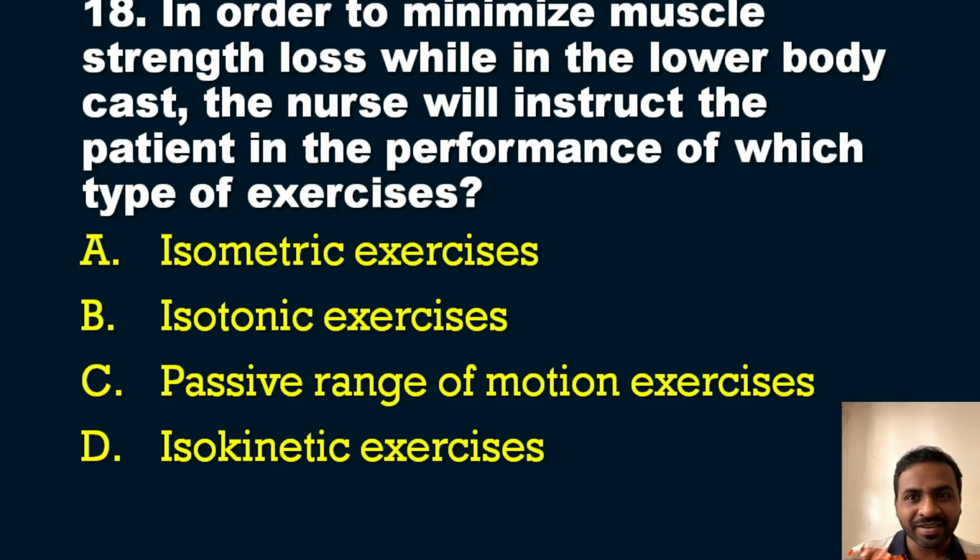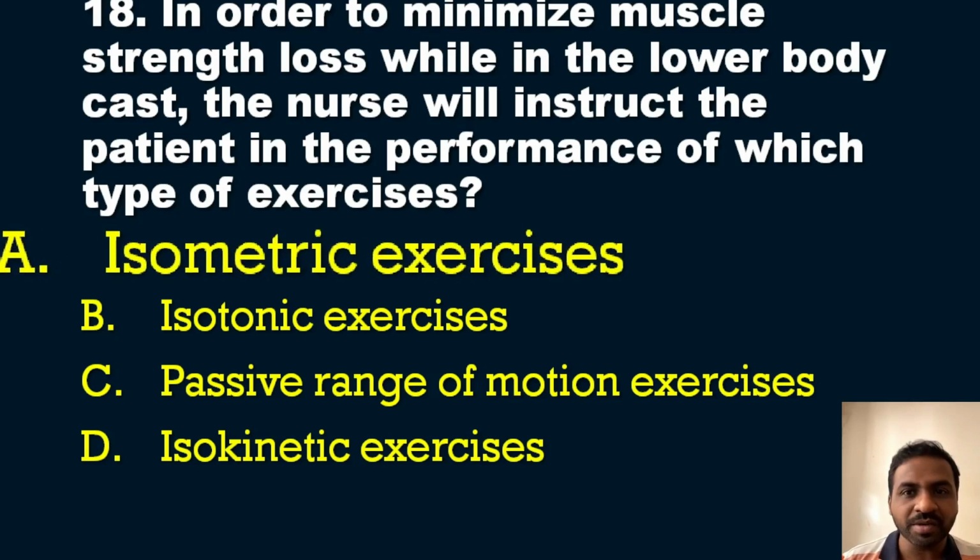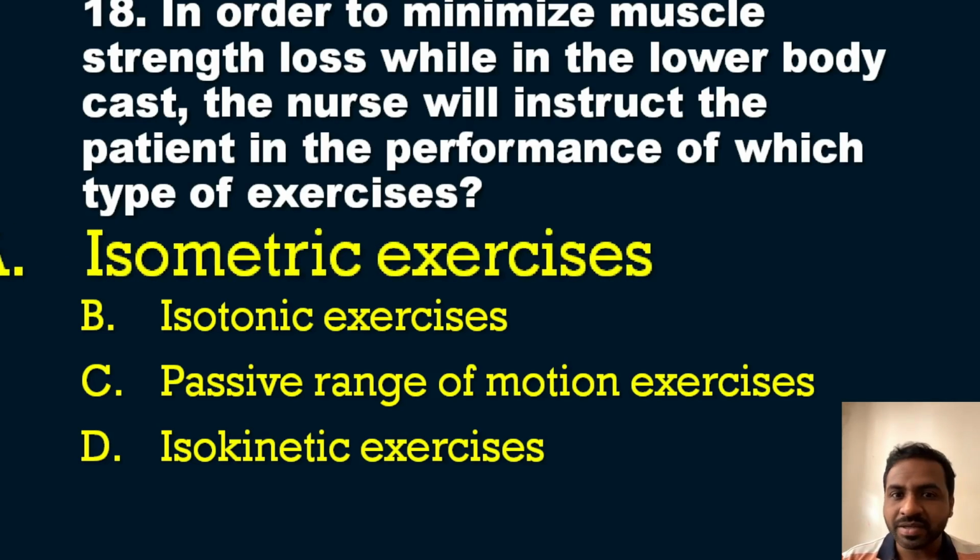You should understand the terms isometric, isotonic, isokinetic, and passive range of motion exercises, then only can you answer this question. The key point in this question is the lower body cast. Cast means the patient should be immobile. So these are the clues for finding the answer. So what is the answer? The answer is obviously option A, isometric exercises.